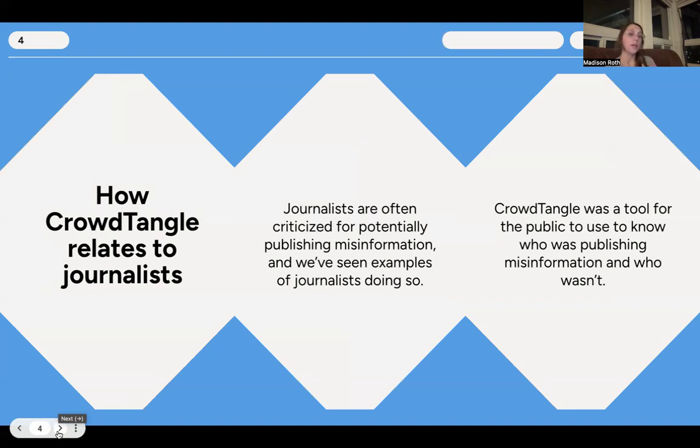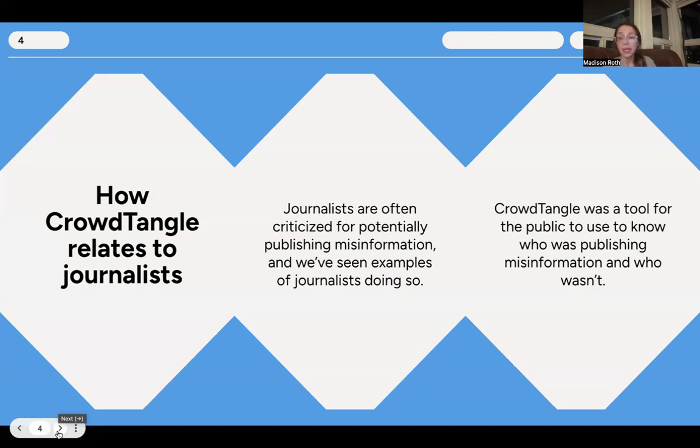And so not only could journalists use this platform, but the public could as well. And it would be a really great tool for people to see if journalists were lying or telling the truth, or spreading misinformation. So yeah, it relates to journalists because not only could they use it, but the public could also use it to see if there was trust in the media, if what they were reading was reliable. And it was just a really great tool overall.